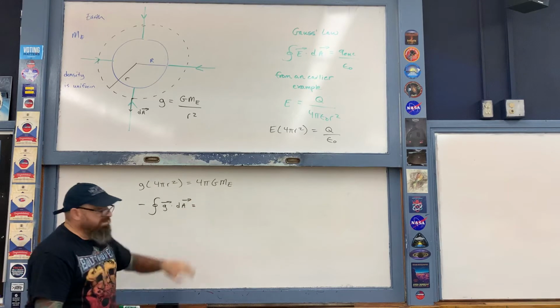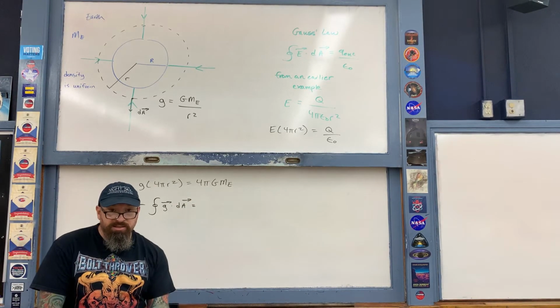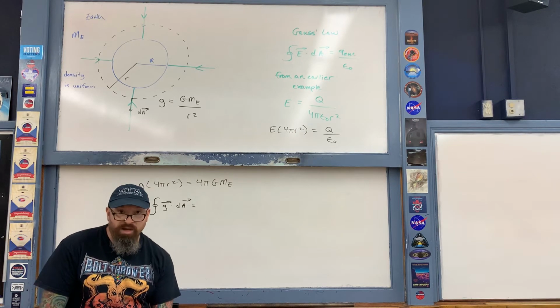And then on the right-hand side of the expression, replacing the 1 over epsilon naught as the constant is, in this case, a 4 pi capital G.